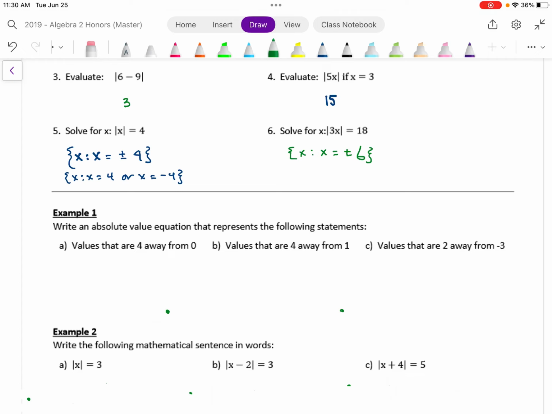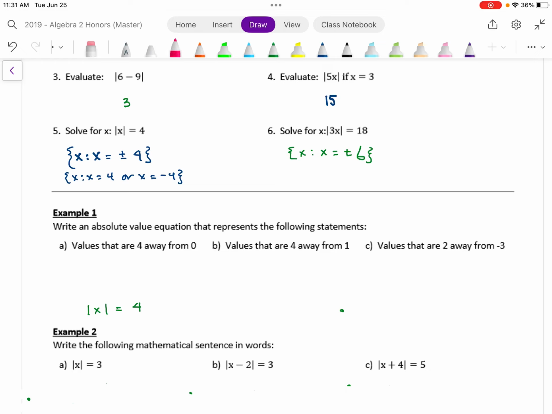Number 1 is that we're trying to find all the values for example 1a, values that are 4 away from 0. And remember, the absolute value means distance from 0. So we're trying to find the x values, some variable, that are 4 away from 0. The way to indicate that is using absolute values. So we would have the absolute value of x is equal to 4. That would give me all of the values that are 4 away from 0.